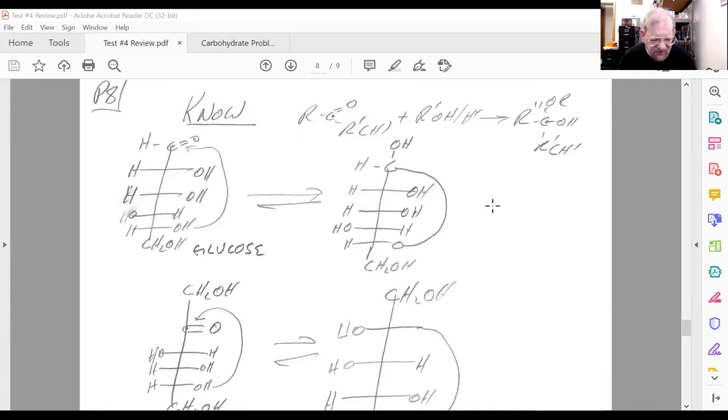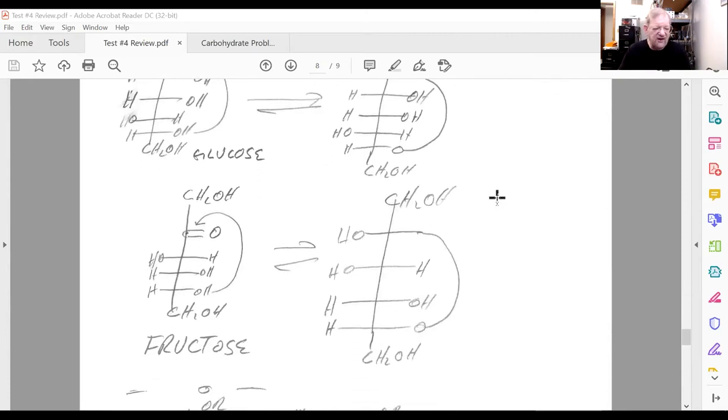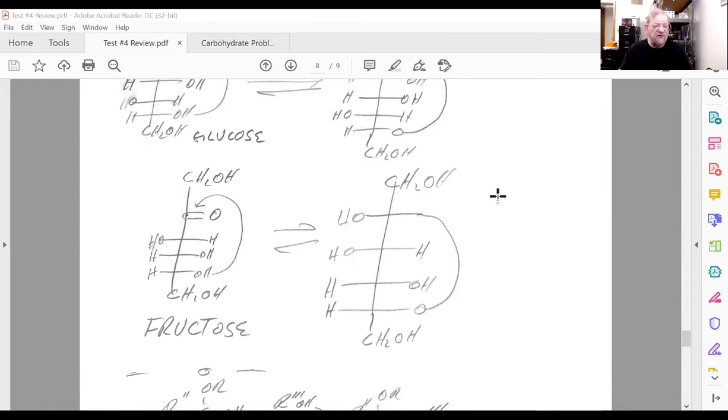I will never ask on a test what the structure of glucose is, or the next one, fructose. The same reaction you should know for fructose is that this hydroxyl group, which is an alcohol, will attack this carbonyl ketone to form this hemiketal. And the same thing, you should know this goes to this. If I ask what the starting material is, it's fructose, which has this structure. Again, on the test, I will never ask you to draw the structure of fructose and glucose as a nomenclature problem. But this one is not nomenclature, it's a reaction.